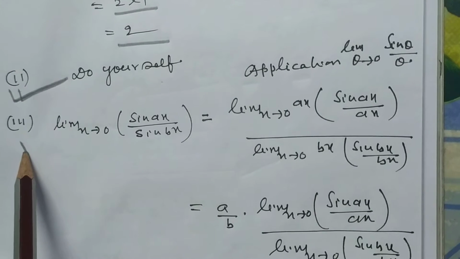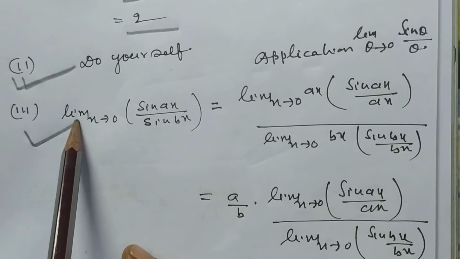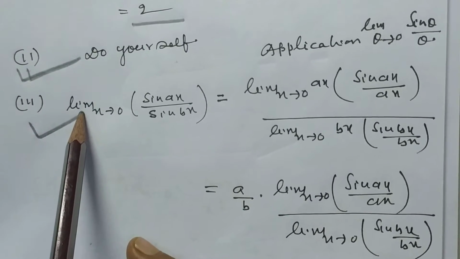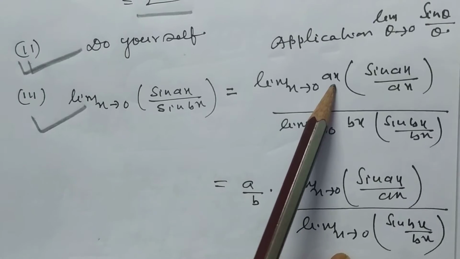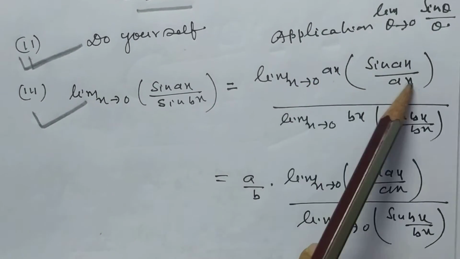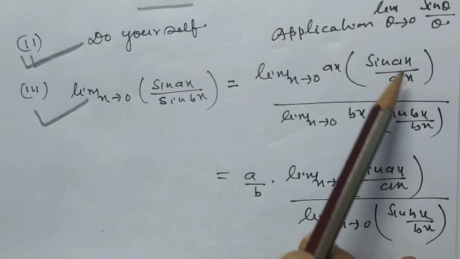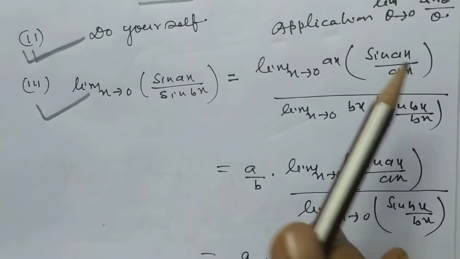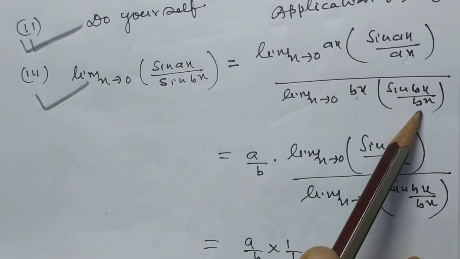And now, problem number 3 is a generator. You can solve so many problems, so watch the video sincerely. How will we solve this problem? Limit x tends to 0. Here we do some arrangement. We multiply and divide by sin ax by ax, and also sin bx by bx.